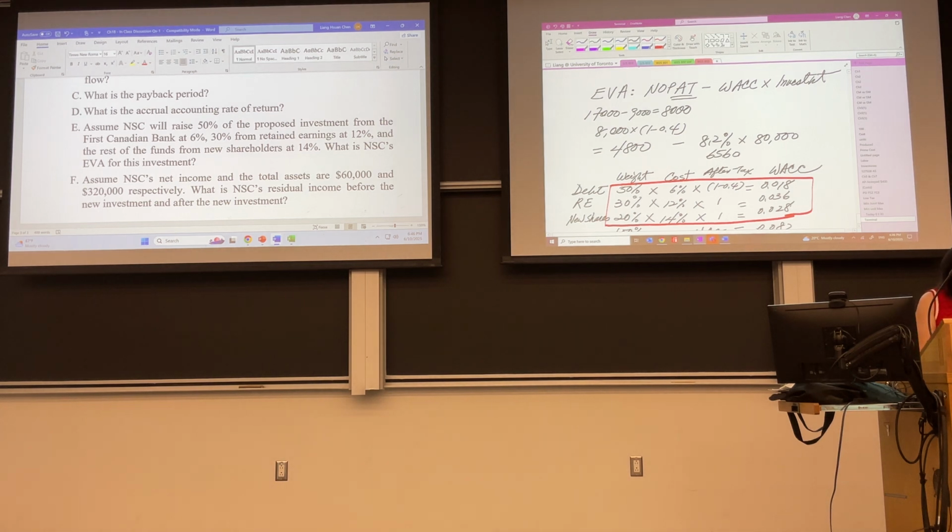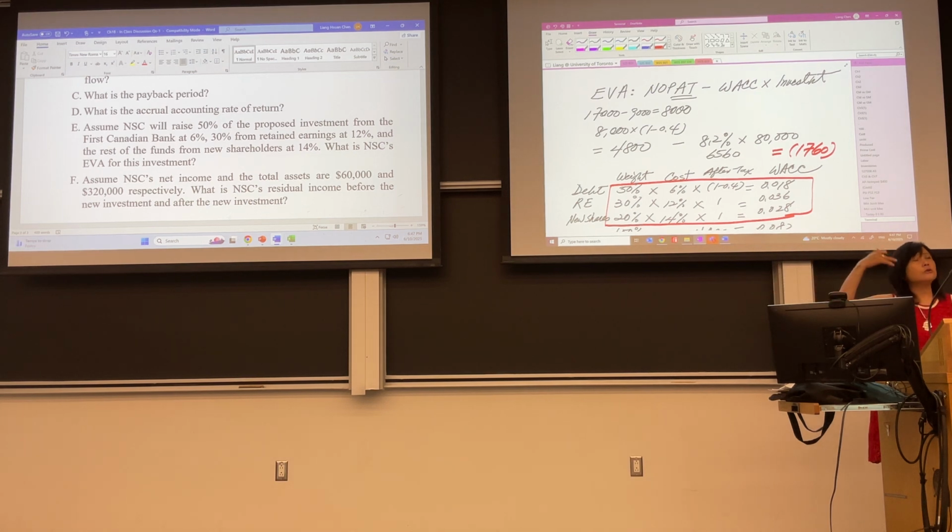$65.60. So you calculate, after tax, you pay taxes, this project only gives you 4,800. But the cost to use other people's money is more than what you make. Why would you do this? You won't. So 1,760 negative. You're going to reject if you use the EVA to evaluate this project.